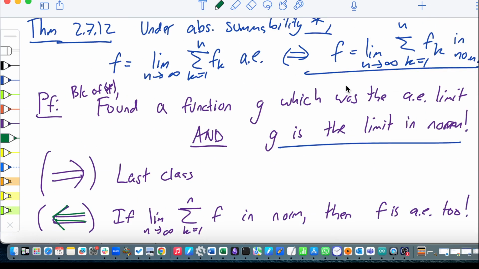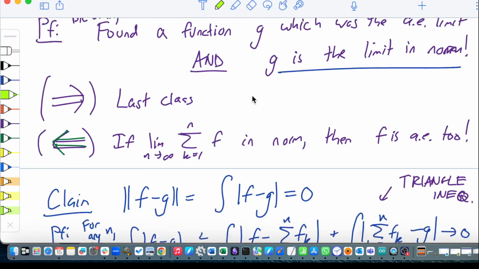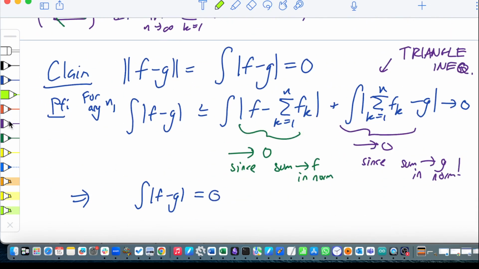So we're assuming this is our hypothesis, and this is our conclusion. Given that the sum converges in norm, we're going to prove that it converges almost everywhere. Converging in norm just means this goes to 0. This is the norm of f minus the sum from k equals 1 to n of fk, and we were given that this norm is going to 0.